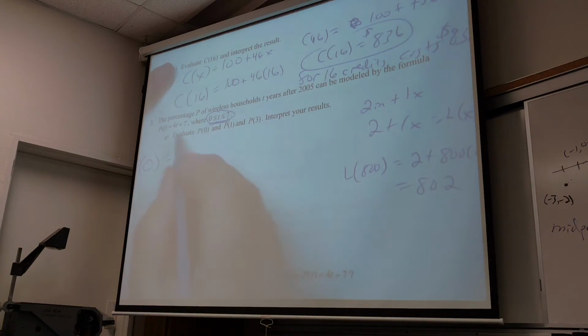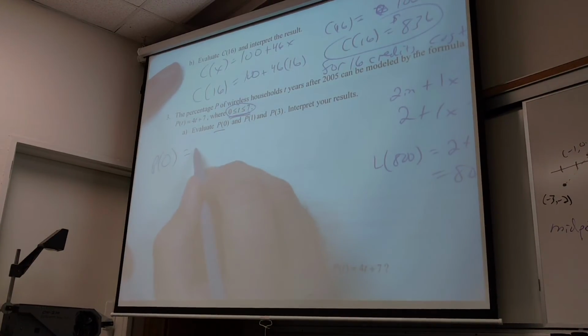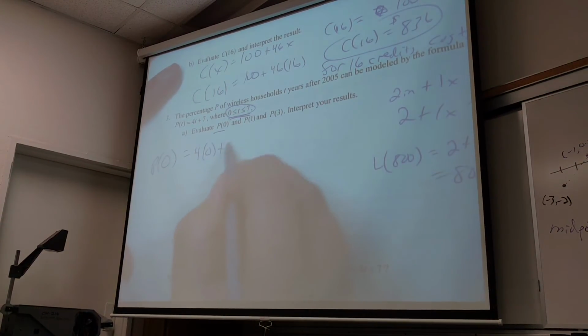What is P of 0, just number-wise? Because it says evaluate P of 0. What would you do? What do I do with 0? 7? Yeah, it's going to be 4 times 0 plus 7. I'm just plugging a 0 in for t. Is everybody cool with that? So this is just normal function stuff, but with real-world stuff that it's modeling. So I get 7. What does that mean?